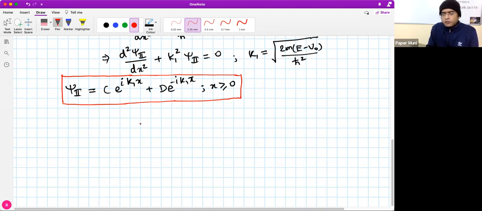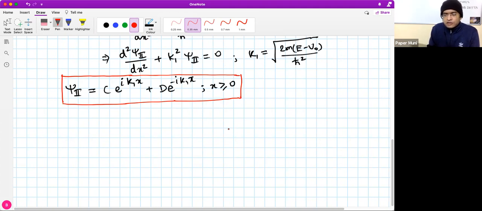And there is no particle coming from right to left, because we are not sending any beam from right to left. There might be reflections, that is another thing, but we are not expecting any particles in region 2 coming from the right. Because the potential does not change once it shoots up to V naught, after that it remains constant. So there is no chance of reflection.